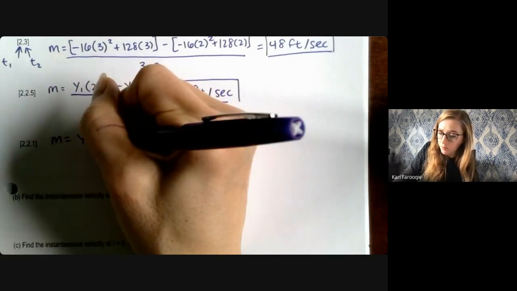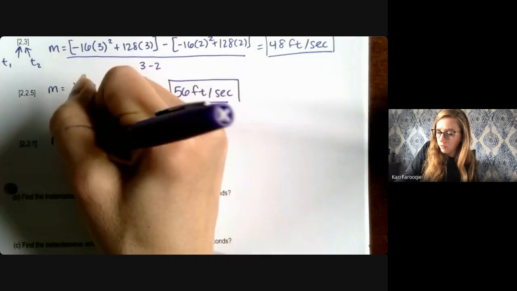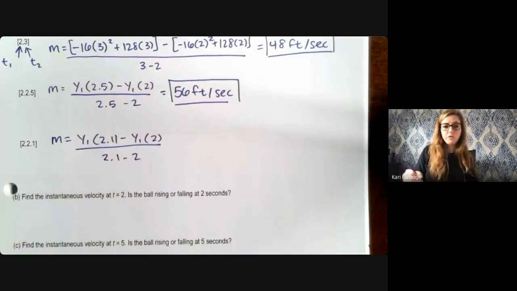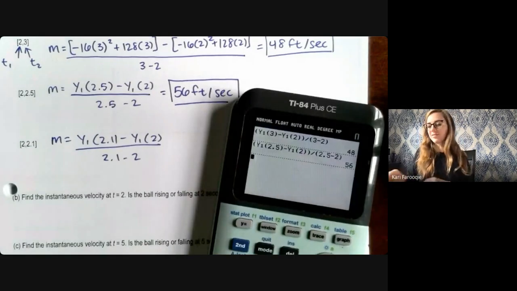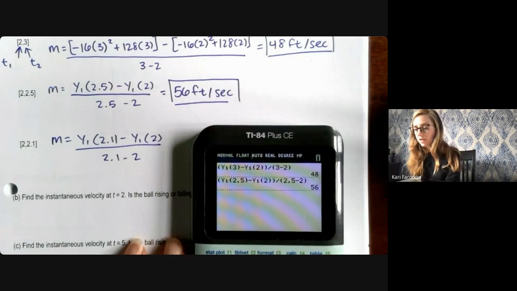We'll take y sub 1 of 2.1 minus y sub 1 of 2, divided by 2.1 minus 2. All right, so I'm going to put this in one more time.